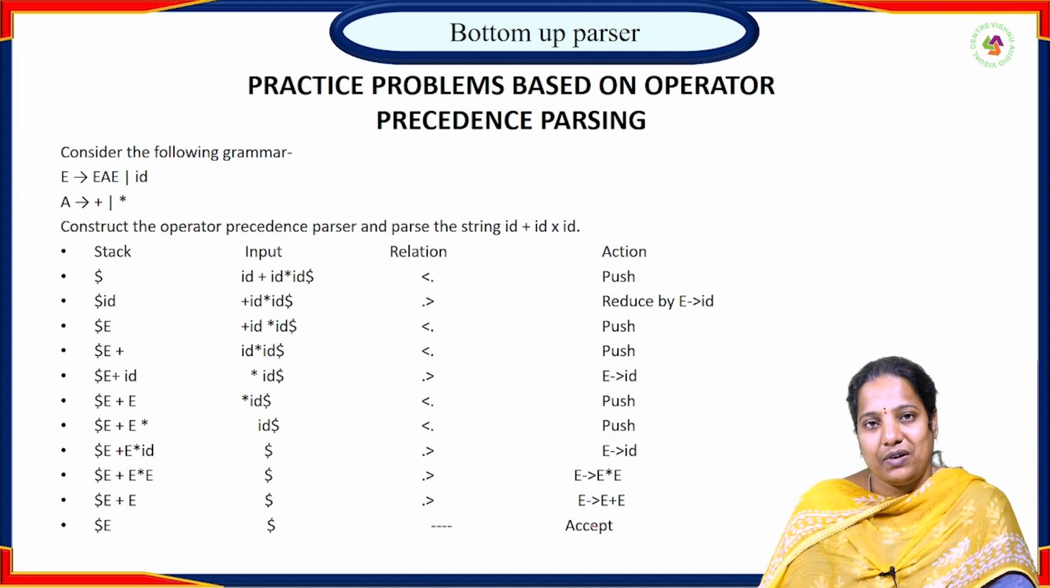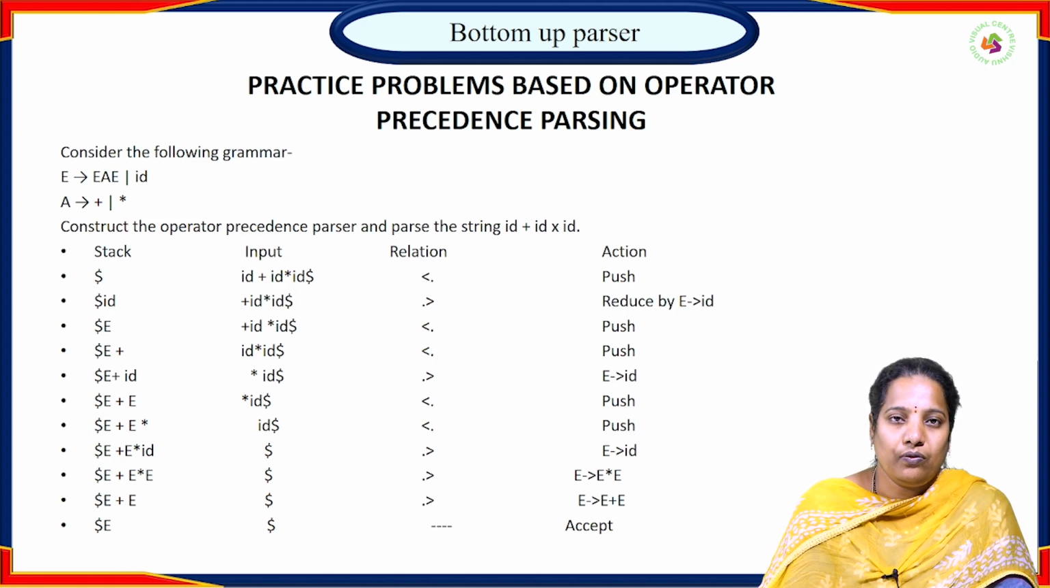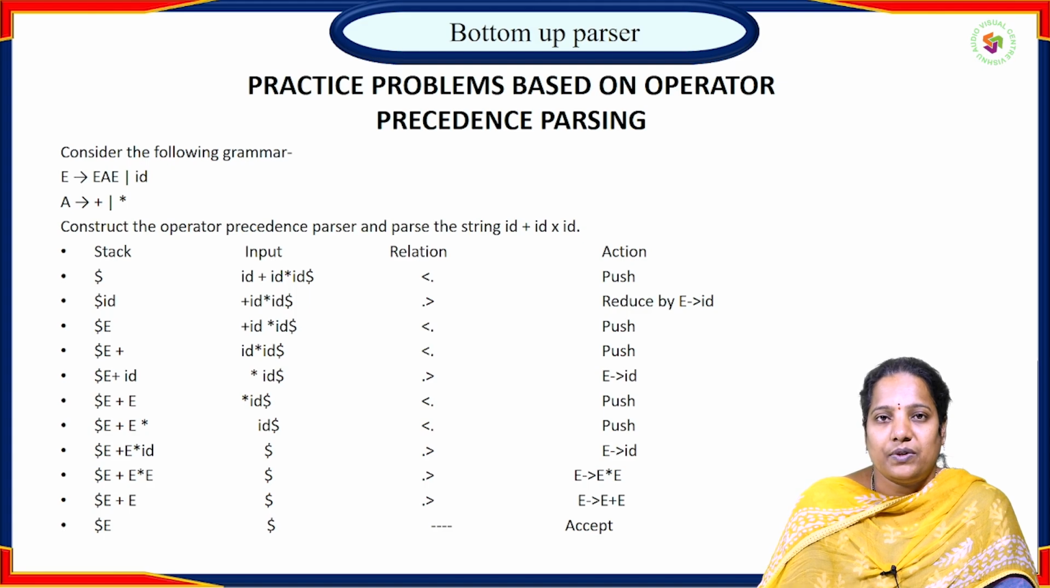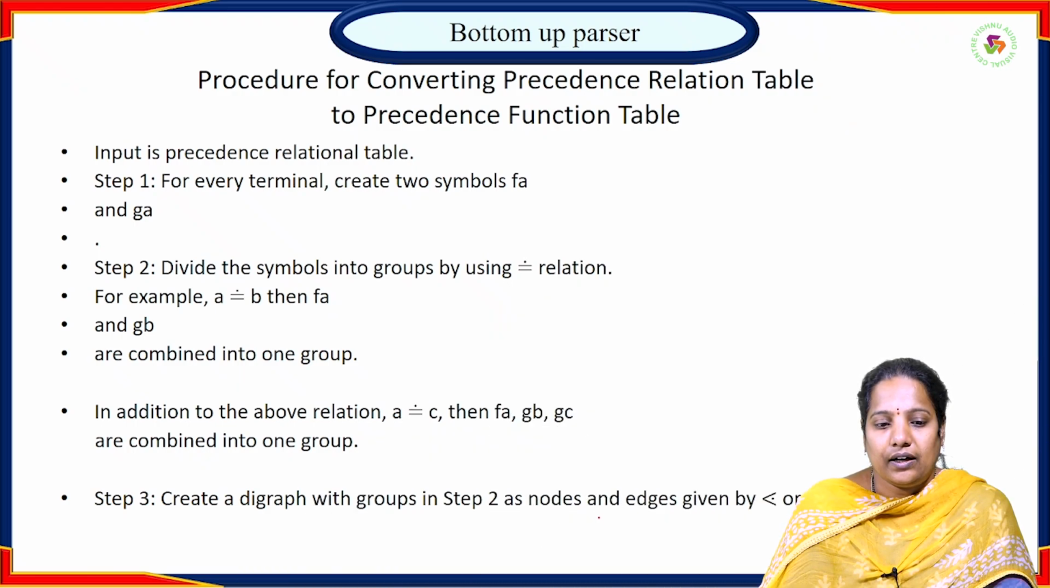That is the implementation of the operator grammar with the help of the operator precedence parser, where the parsing is done by a shift reduce parser. And when we convert the precedence relation table to the function table, the relation table by default gives the relation between one operator and another operator.